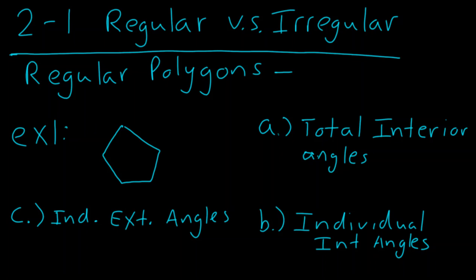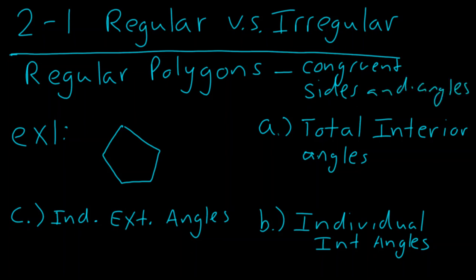Alright, and welcome to 2-1, regular versus irregular polygons. So you might be asking yourself, what is a regular polygon? Well, it means that it will have both congruent sides and angles. So what would that look like? Let's take a look at example 1.